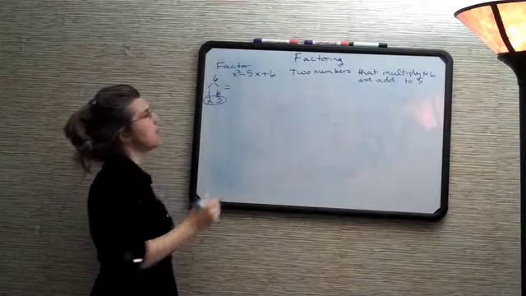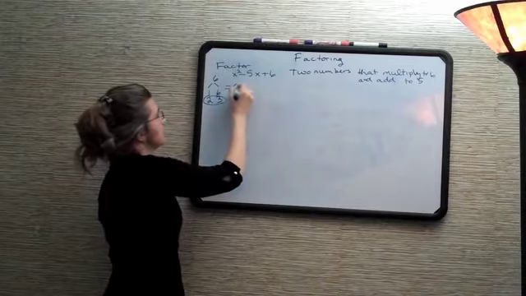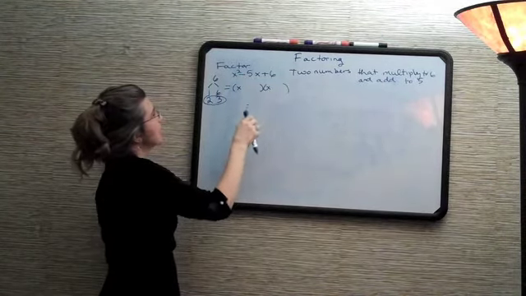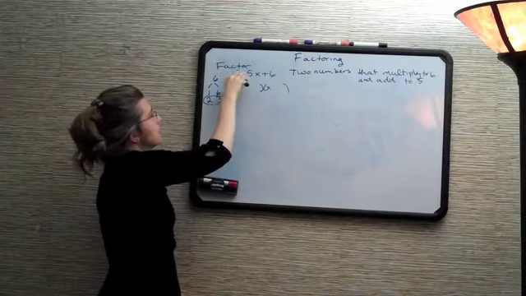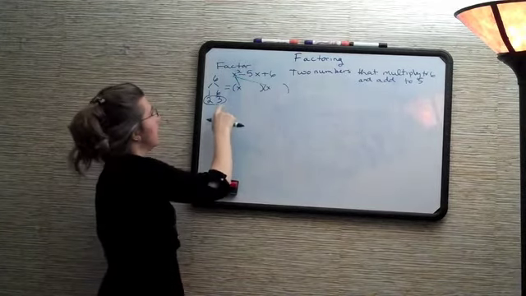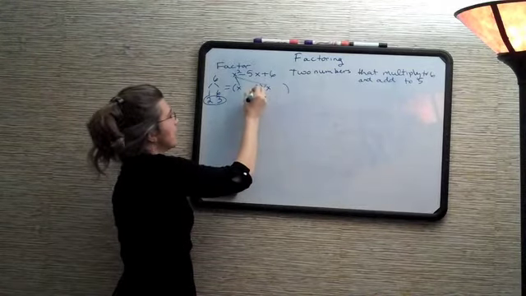So, we will write this down as a product of two binomials. A lot of times I like to do this, x and x. Can you see that the x times x will give me x squared. And now, my 2 and my 3, I will put here and here.